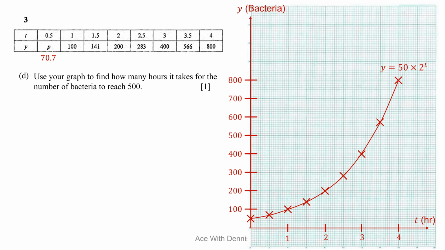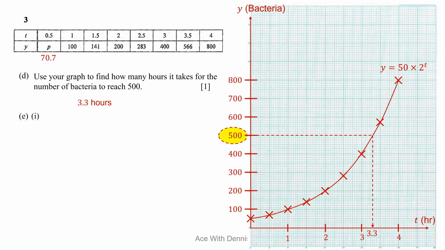D. Use a graph to find how many hours it takes for the number of bacteria to reach 500. 1 mark. So to get the answer, we need to find it from the graph. So when the bacteria is at 500, then the time will be 3.3. Hence, the answer is 3.3 hours.